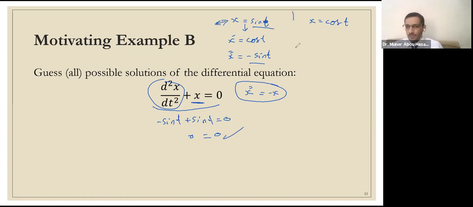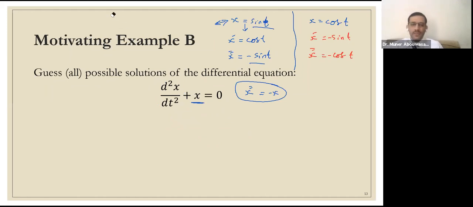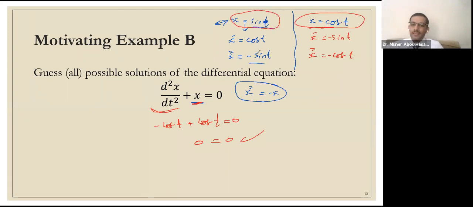Let me check the second one, and let me use the red now. So x prime, the derivative of cosine, is negative sine. And the second derivative will be negative cosine. Let me plug it into the given equation and check if it's satisfied or not. The second derivative is negative cosine, plus my x in the second case, which is cosine, equals 0. So 0 equals 0, satisfied. So this is also a solution. So I found two solutions.